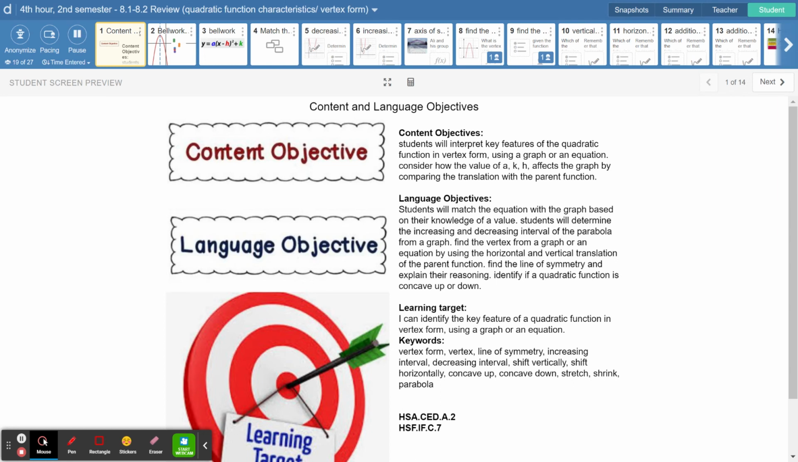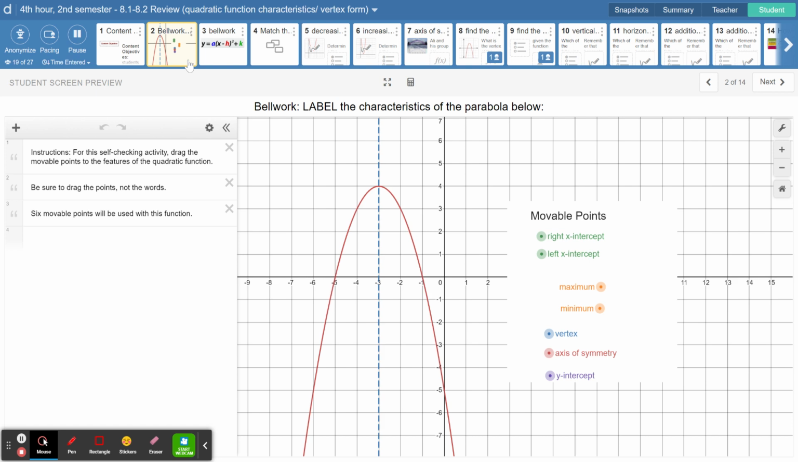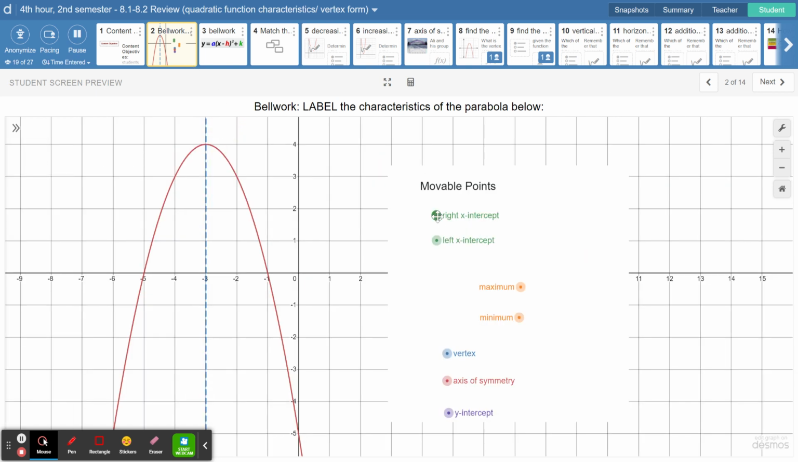Okay, so in this video we're going to do the 8.1 through 8.2 review, which is really just key characteristics about the parabola, which is that U-shaped graph. Some key features that we've been talking about are the intercepts. The x-intercept is where our parabola touches the x-axis, and our left x-intercept is also where it touches. Remember, we read it left to right, so left is to the left and right is to the right.